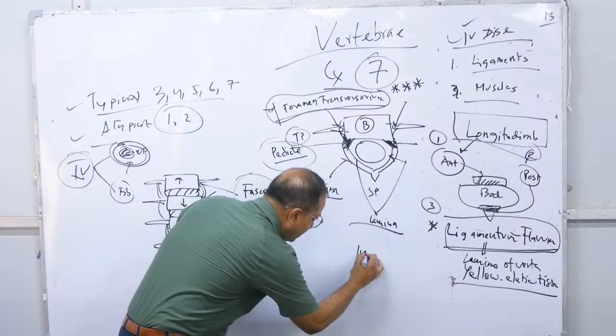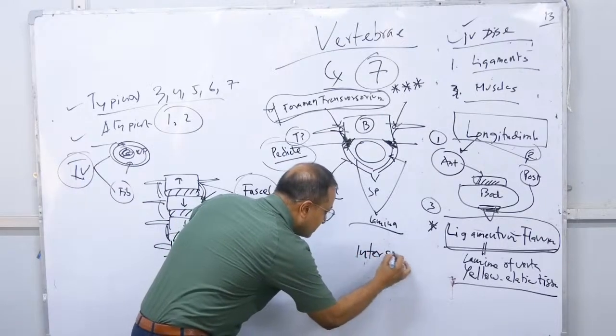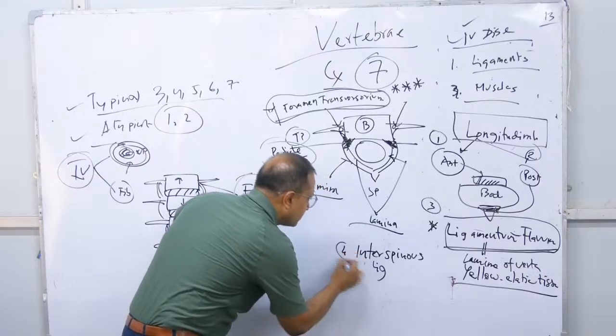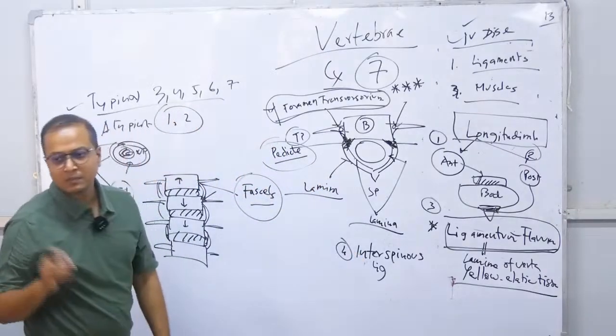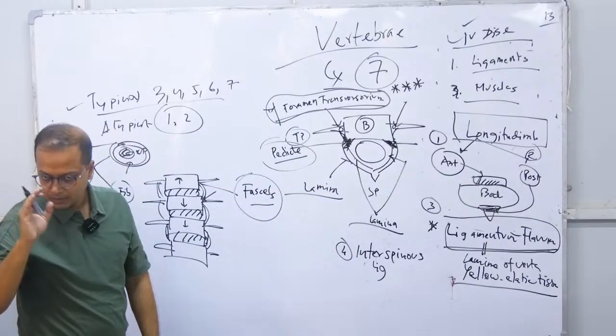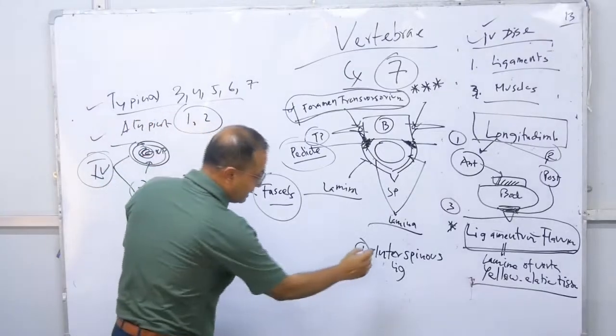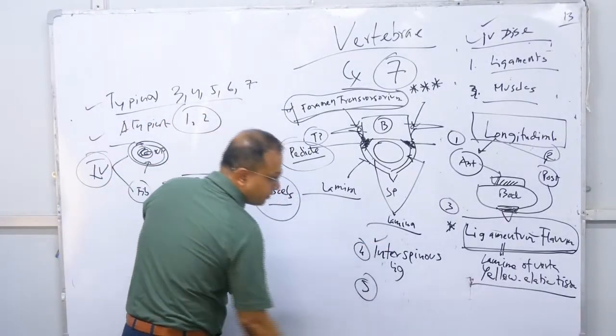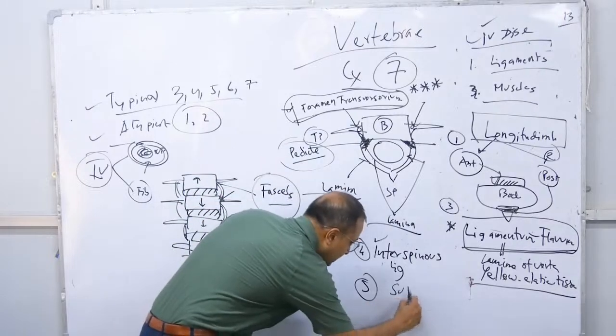We call them the interspinous ligament, which is number 4. That means between the spines, on the lateral side of the spines, we have a ligament. We call it the interspinous ligament. And number 5, we have the supraspinous ligament.